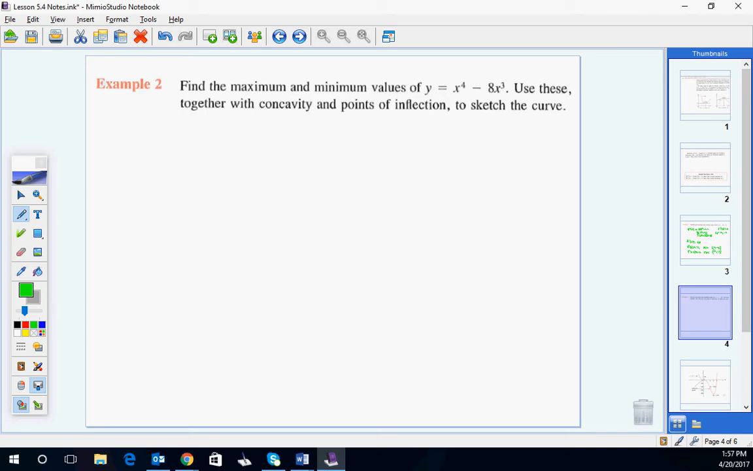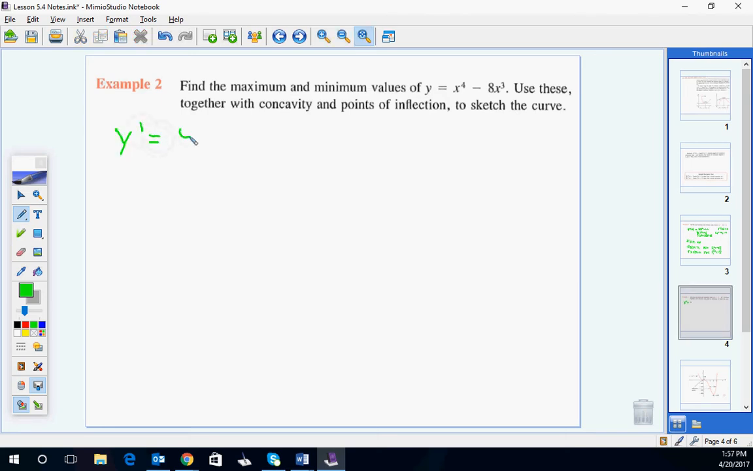Remember, your points of inflection, you have to use the chart to figure out when your concavity is changing. When your concavity changes, that's a point of inflection, and that's a second derivative. And that's what we were kind of choppy on yesterday a little bit. Okay, so first derivative, we'll start with that.